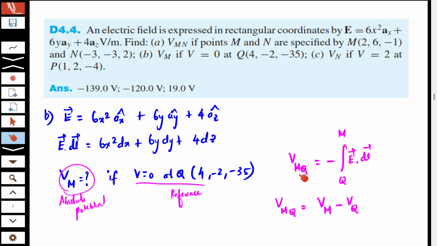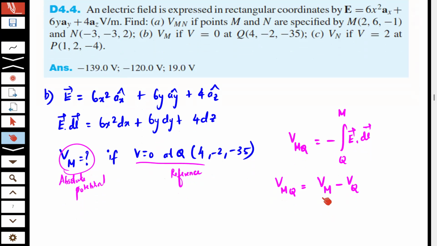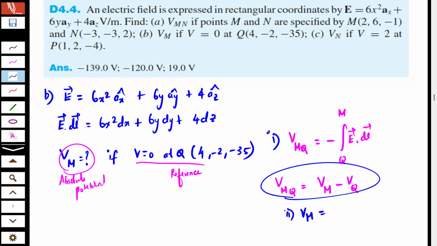So now, with reference to Q, you are asked to find VMQ, and from VMQ, you are asked to find VM. That is how we are going to solve this numerical problem. So first, we should compute this VMQ, and second, we should compute VM. From this formula, we can write VM as VMQ plus VQ.